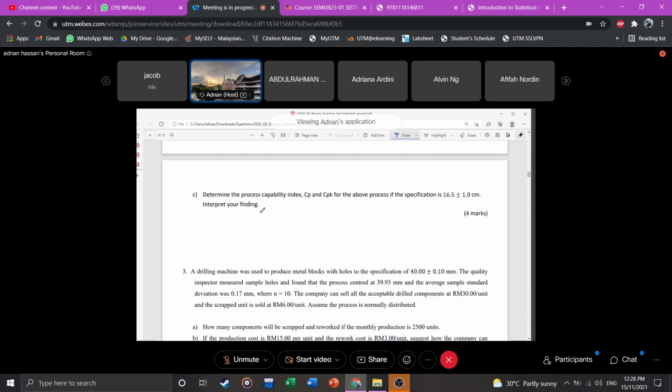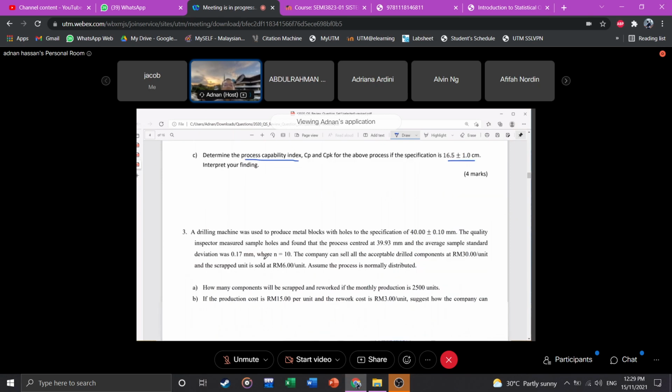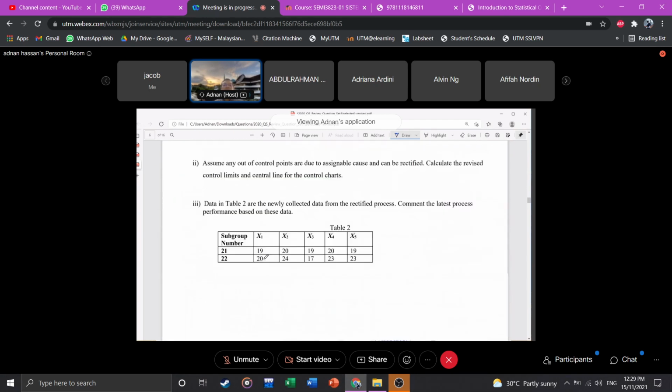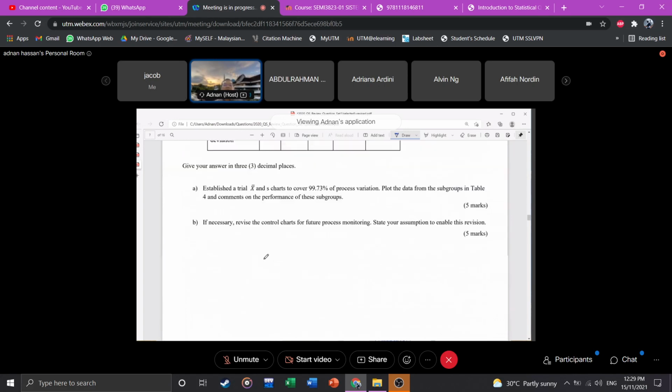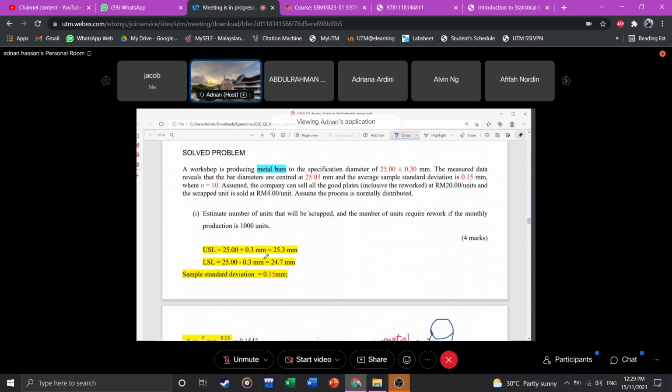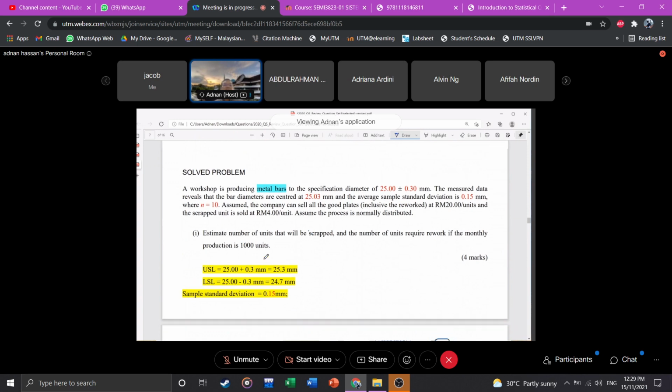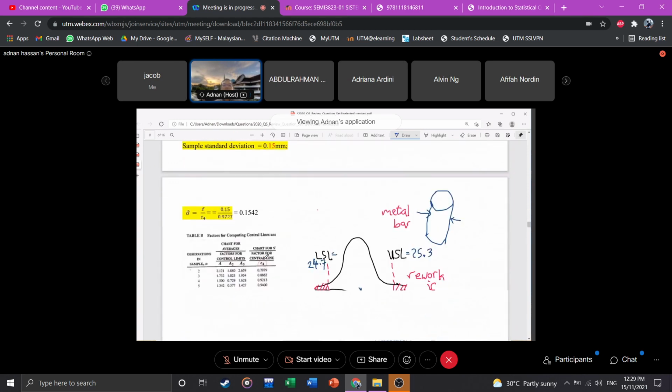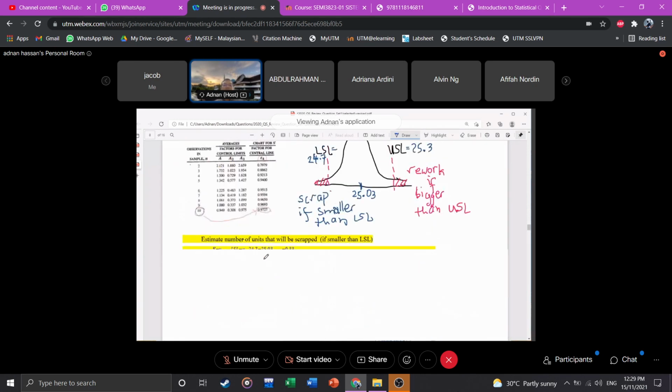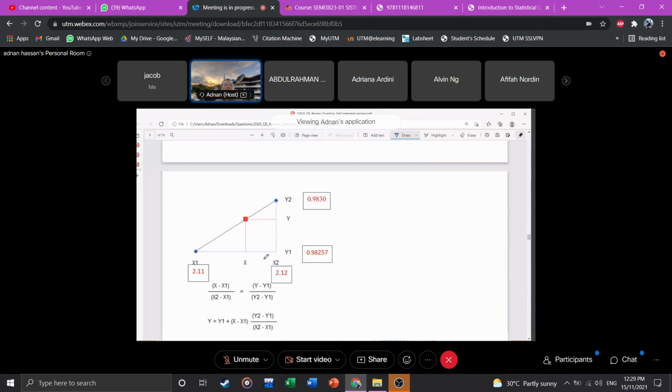Determine the process capability indices, Cp and Cpk, for the above process given the specification. In this one, I think I have the answer at the bottom here. You need to just check, but before you go to the answer, please try yourself first. I think the answer is for a different question.